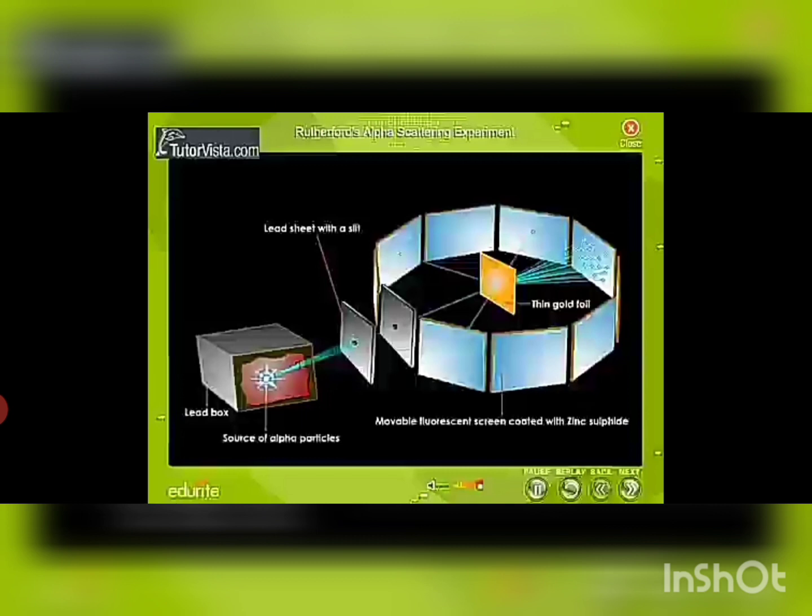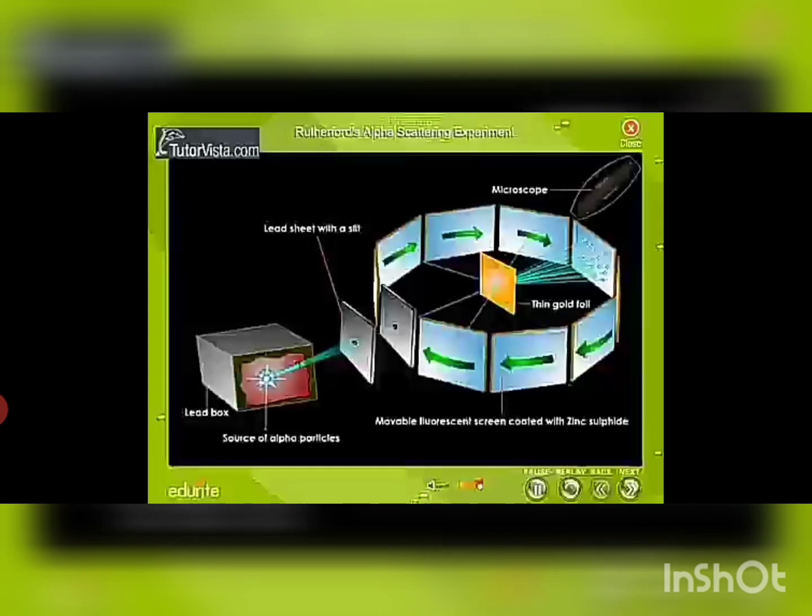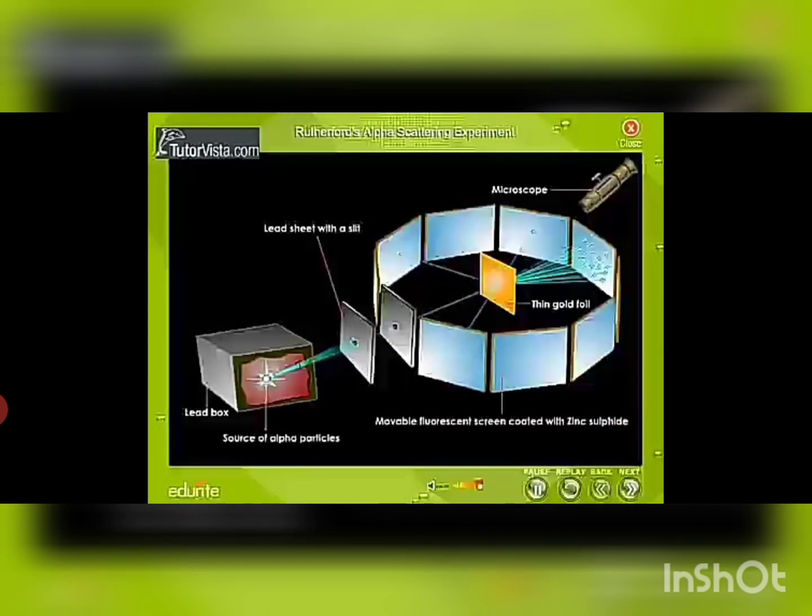The scattered alpha particles were detected using a rotatable detector which has a microscope and a screen coated with zinc sulfide. The whole experimental setup was placed in an evacuated chamber to prevent scattering by the air molecules. These streaking particles caused scintillations on the screen.